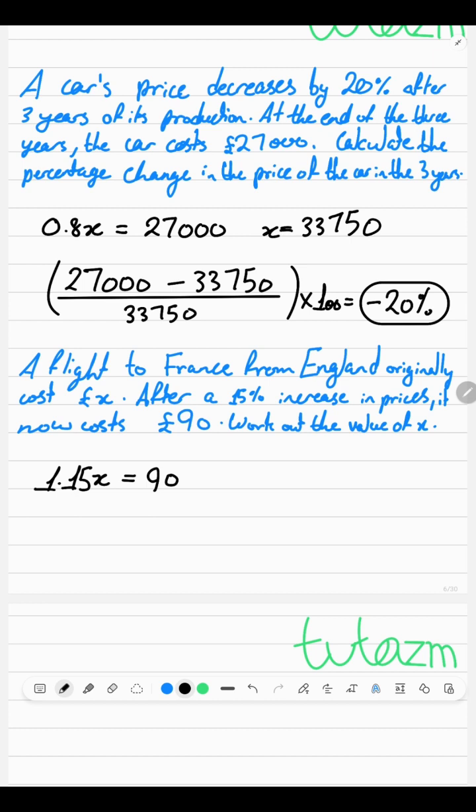In order to do this, we'd simply just do X is equal to 90 over 1.15. And if we put that into our calculators, 90 divided by 1.15 gives us a value of 78.26 to 2 decimal places, and that is our final answer.